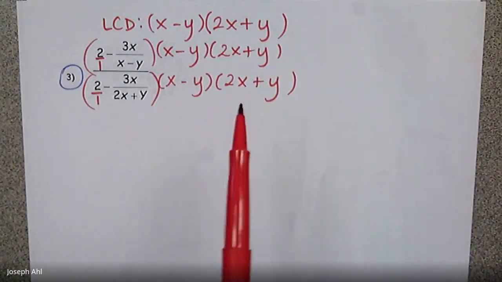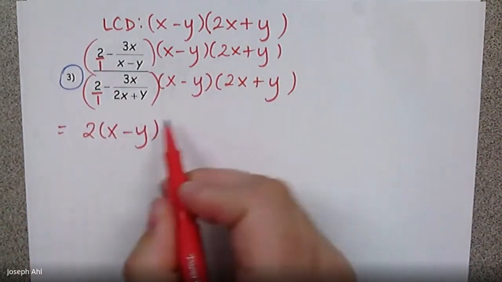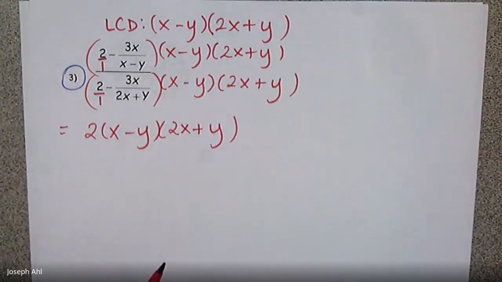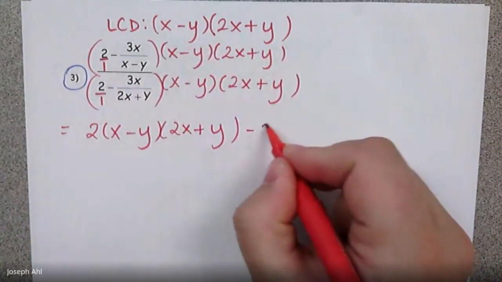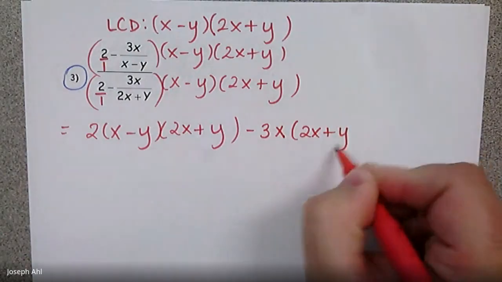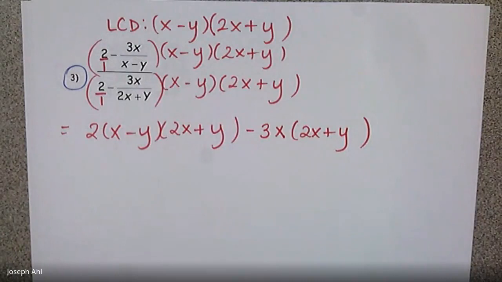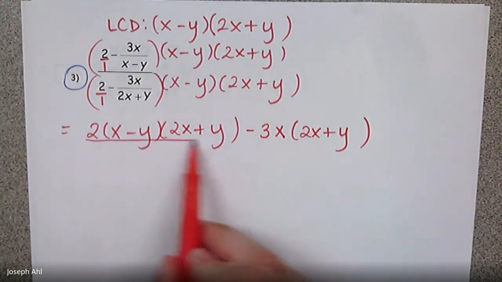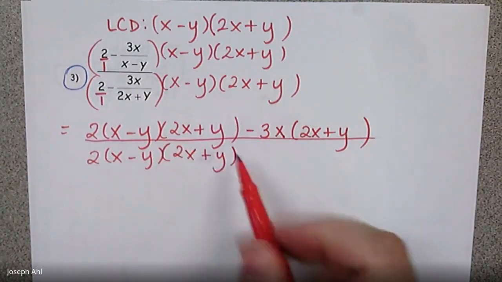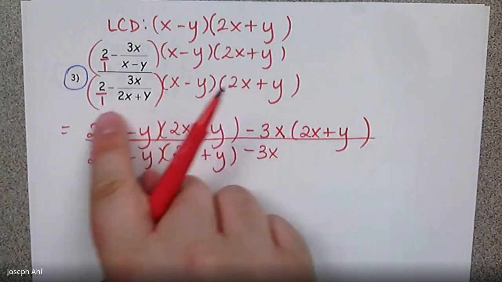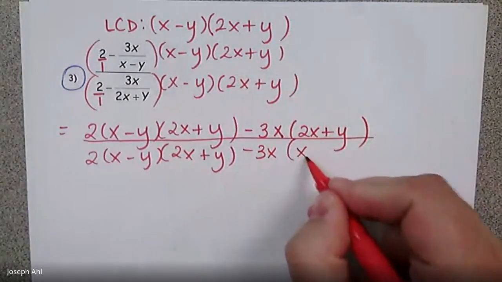Okay, so on the top, let's see what happens. The 2 is going to get multiplied by x minus y and 2x plus y. And in the second term, the x minus y's will cancel. So it's going to be minus 3x times 2x plus y, right? X minus y is canceled here, so the 3x gets multiplied by 2x plus y. All right, in the denominator, we get 2 times x minus y times 2x plus y minus the 3x. Here, the 2x plus y's cancel out this time. And you're left with 3x times x minus y.